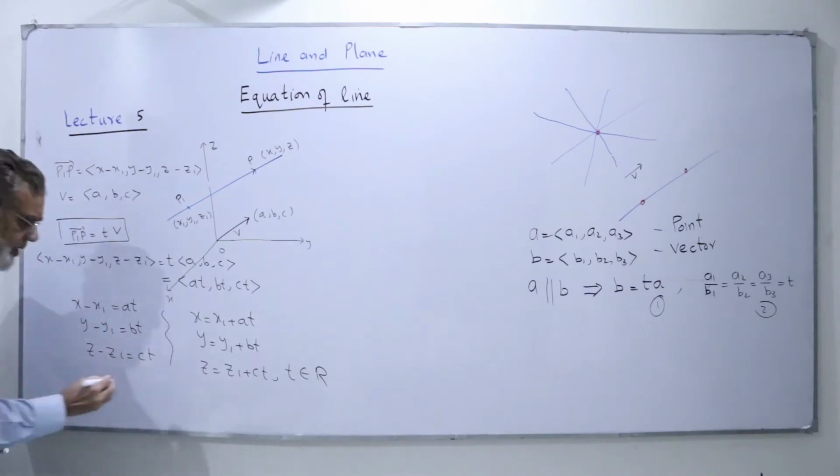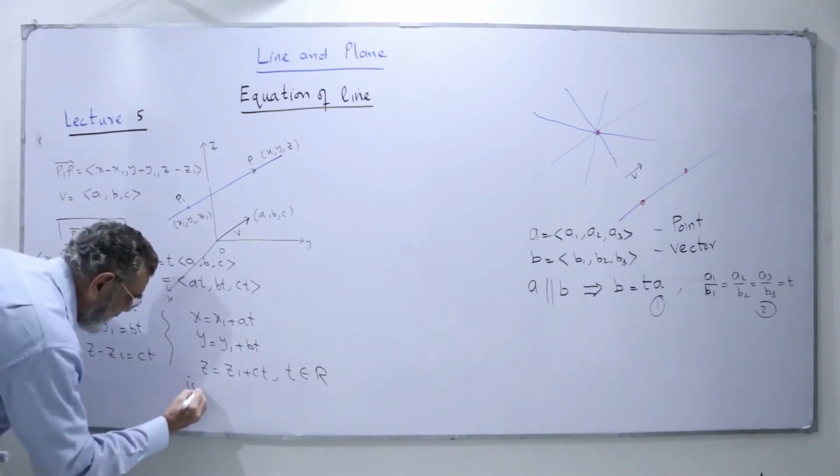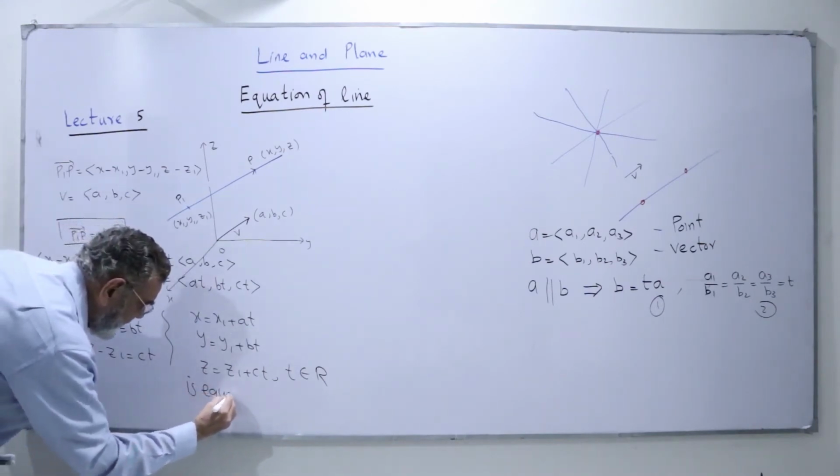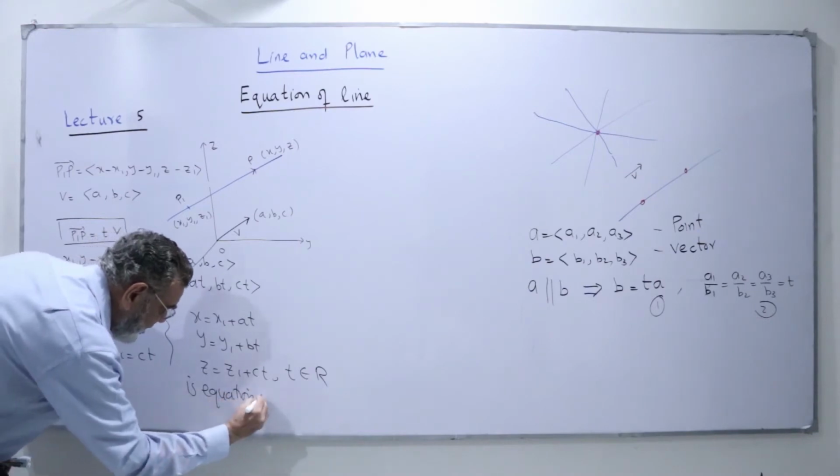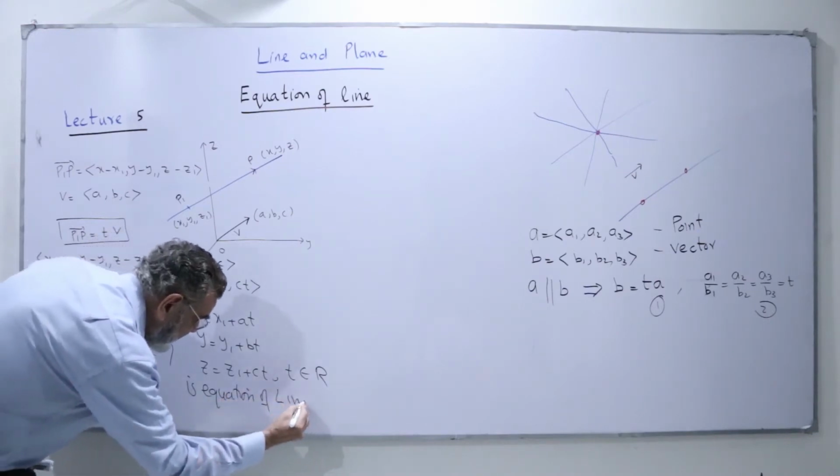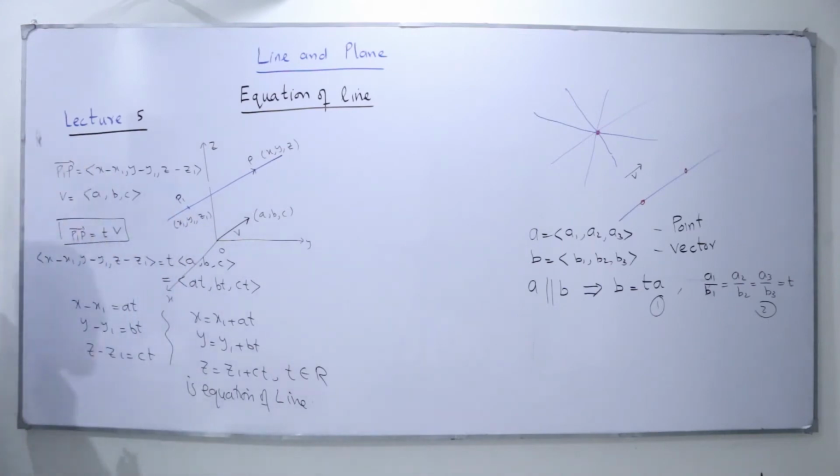This equation we say is the equation of a plane. Sorry, it is the equation of a line, the equation of a line in 3 dimensions. We say it is the vector form of the equation.